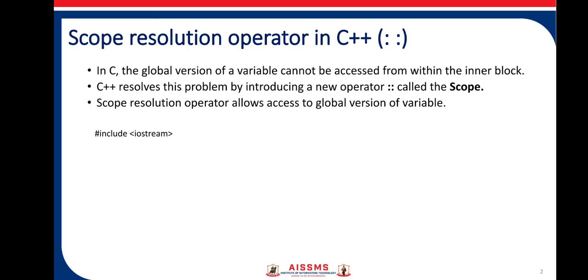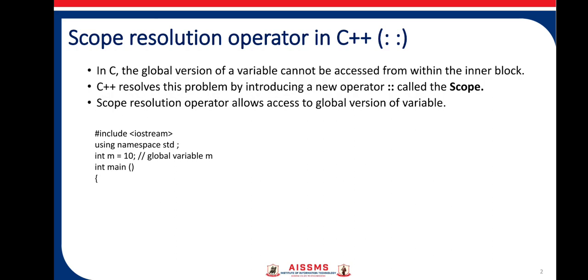So let us see this by taking a simple example. First we'll start with the header file #include iostream, which is the header file for C++. Then using namespace std, it will define the scope of the identifiers which we are using, like cin and cout, that you can directly use throughout the program. Next, I am declaring a variable m and assigning the value 10. This variable is the global variable because it is declared outside of all the functions.